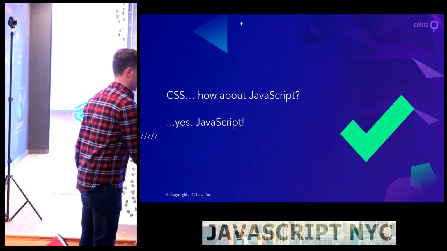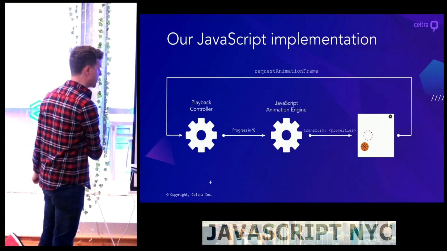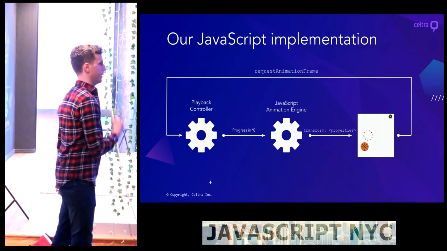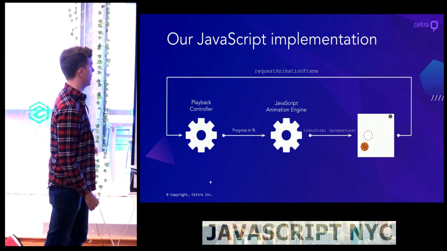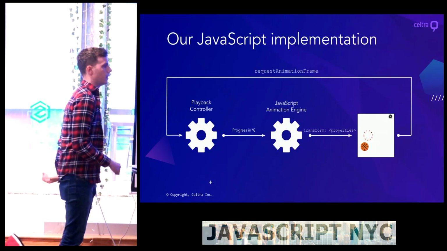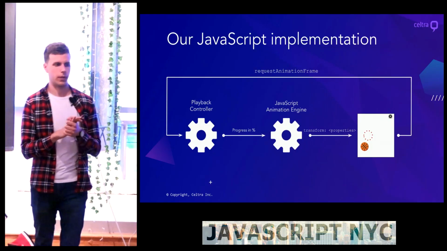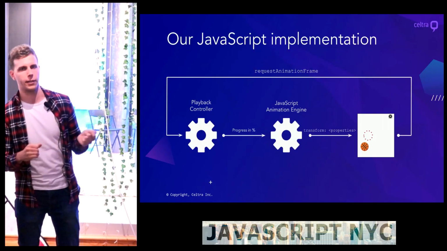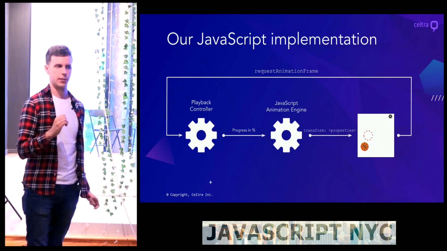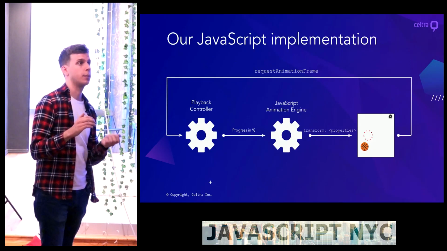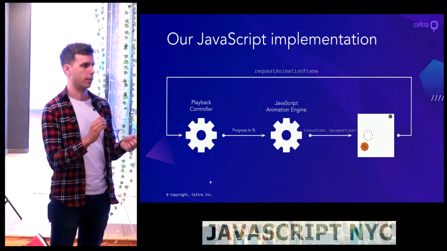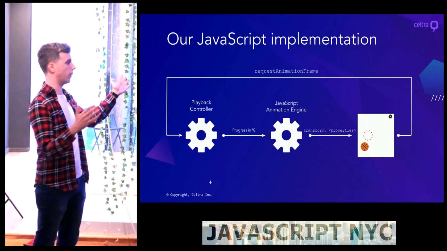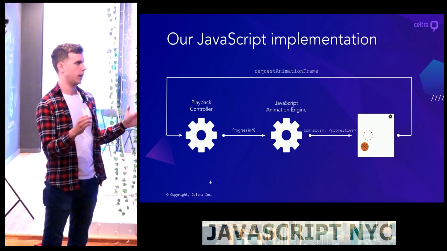And we implemented our own JavaScript engine, and this is how it looks like. So let me explain it. Everything starts here in our playback controller. And how does it work? I mean, the purpose of the playback controller is to calculate the progress of the current animation. So we have a different playback controller for each type of the animation. So for example, for the time animation, it converts time to percentage.